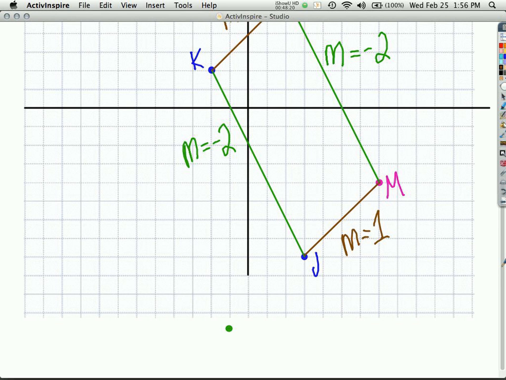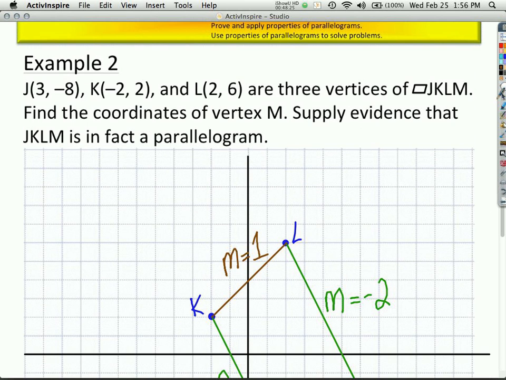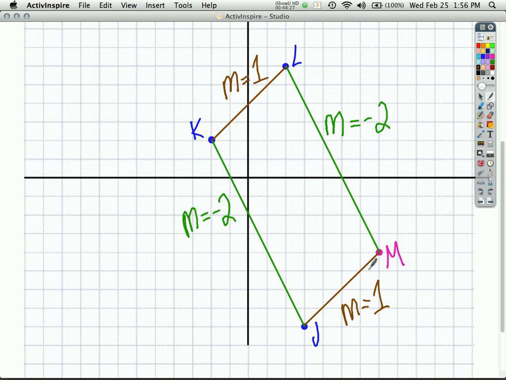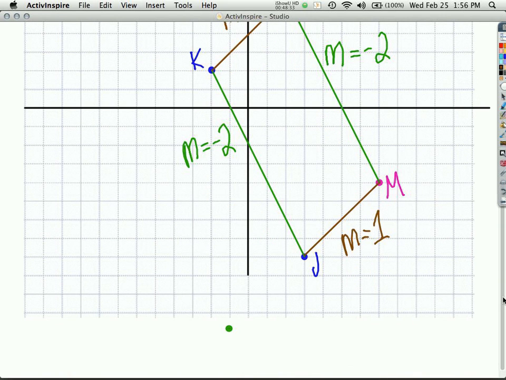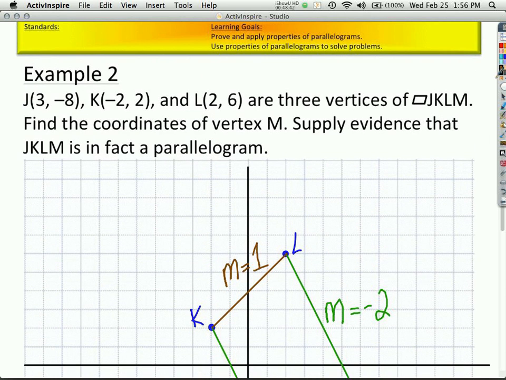So, which M is right? Well, based on the question, this location of M is the best answer. But as I said, the spirit of the question was really to find a point that made it a parallelogram, and this will also make it a parallelogram, but it'll be a different parallelogram. Okay? Good. Nicely done. Any questions?